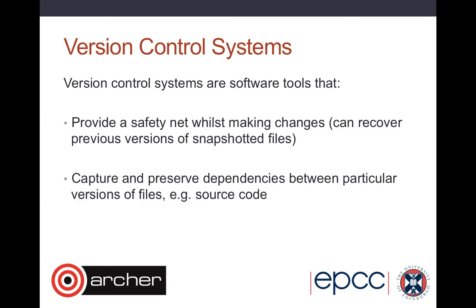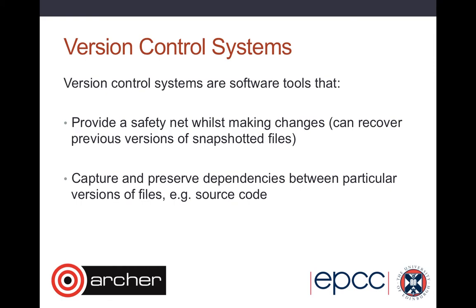So what does that mean? It means that this has several advantages. One of the things that version control systems provide is a kind of safety net. Because you have a timeline of snapshots of the state of whichever files you choose to include in a snapshot over time, you can go back at any stage and recover or revert to the state of those files at that earlier time. So you can make changes quite freely without having to worry about losing any functionality or losing anything.